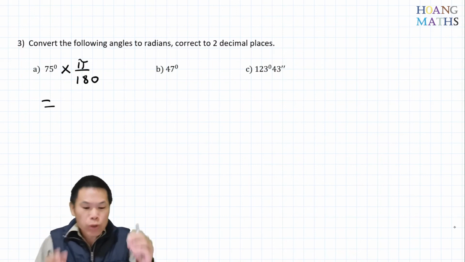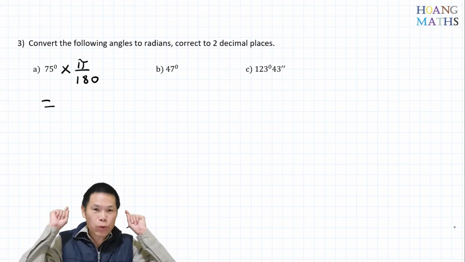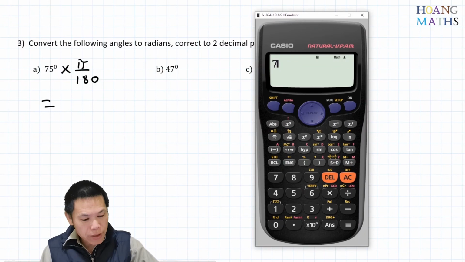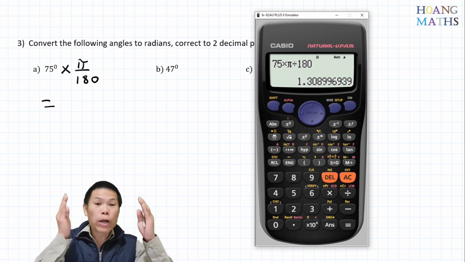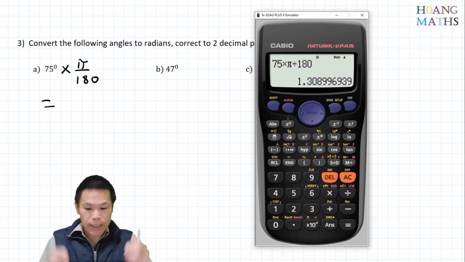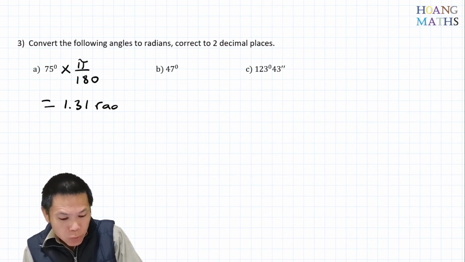And then because we want to correct to 2 decimal places, all we need to do now is put it in a calculator. That's all. So I just go 75 times pi divided by 180. It doesn't matter how you put it in the calculator. And we want 2 decimal places. So 1.31 radians.